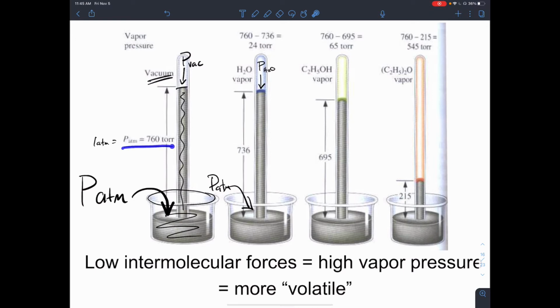So if there's nothing there and the atmosphere is able to push up to a maximum of 760 torr, remember that's 1 atmosphere, then when we have water there, now the atmosphere is only able to push 736 because the water is also pushing back. What if the vapor then was ethanol?